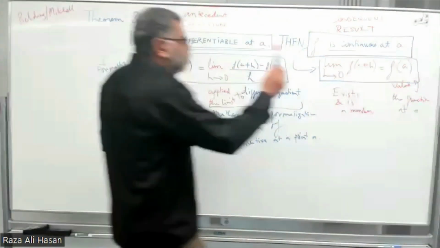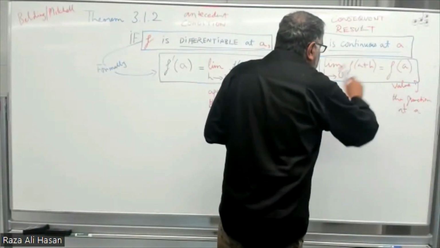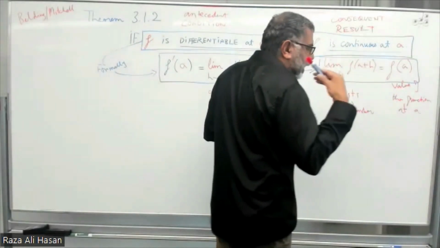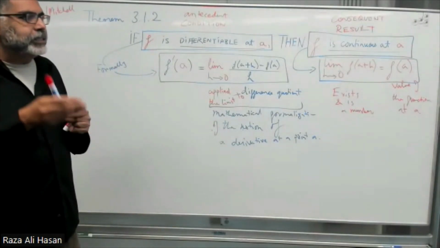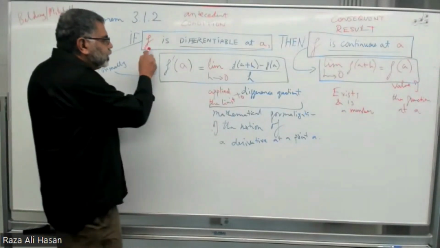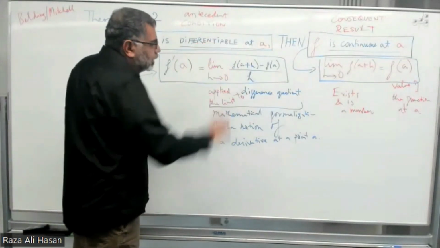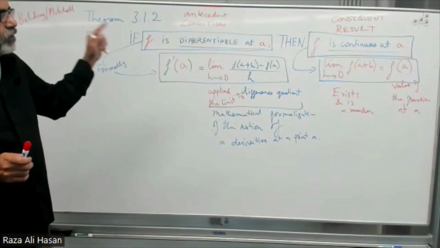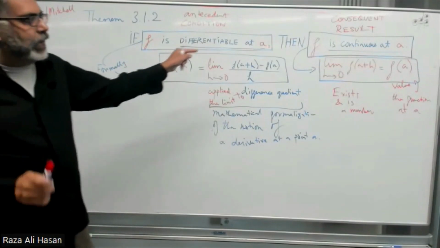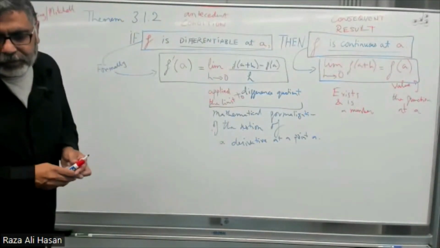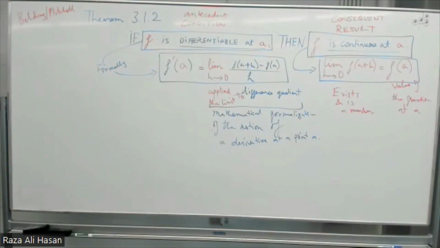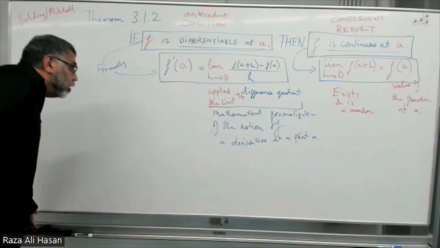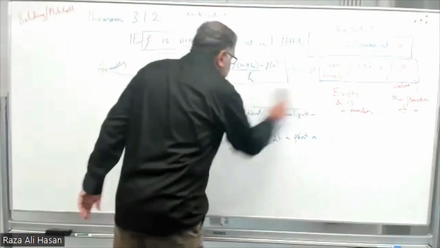So we want to prove that a function is continuous at a if it was differentiable at a. Give me a function, if it's differentiable at a point, then it is continuous at that point. Okay, all right. So let's see. Any questions? No, I'm following. You're good? Okay, all right. So let's start this.